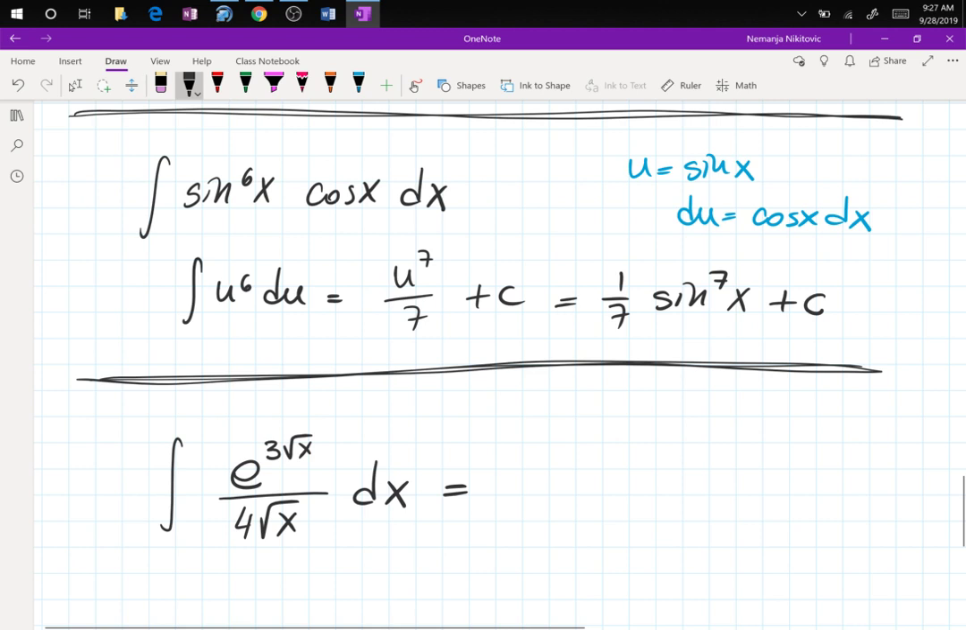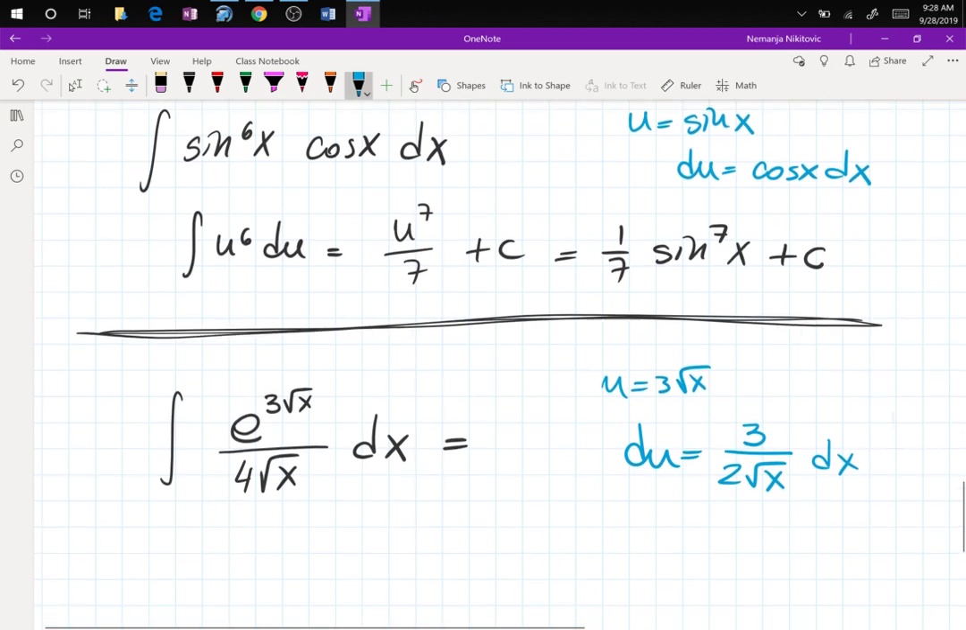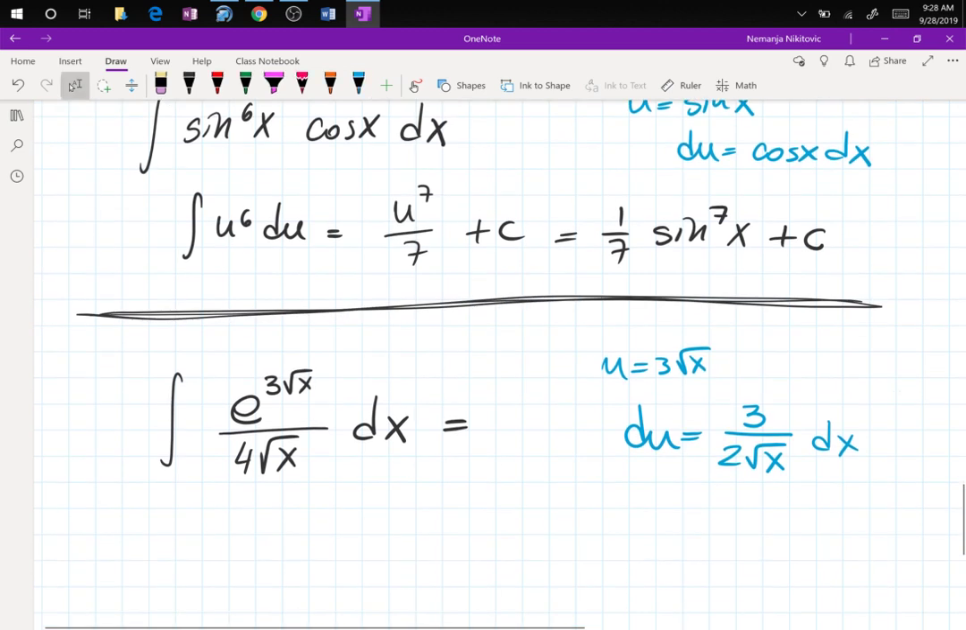So what would be u for this case? 3 root x. Great. So u is 3 root x, and du is what? It's going to be 3 over 2 root x. The 3 has to stay in the numerator, right? So I need 3 halves. So that means I'll put 2/3 in front. And then the 4 and the 2 will cancel.